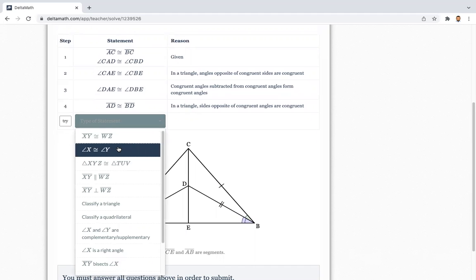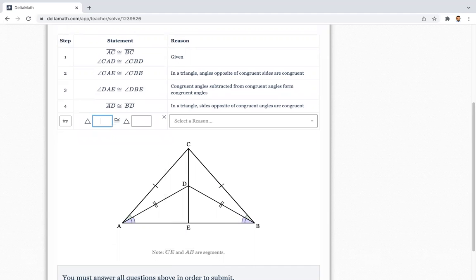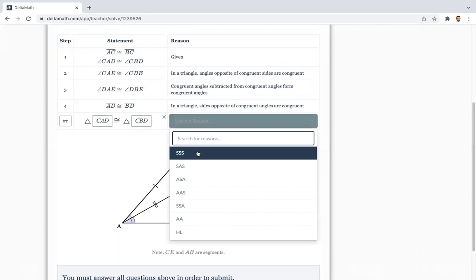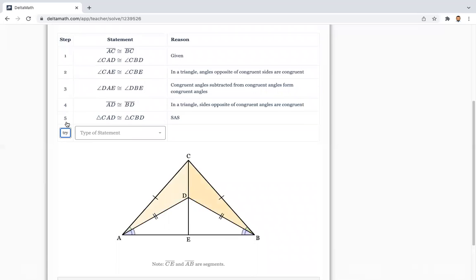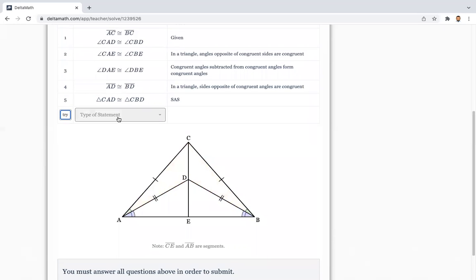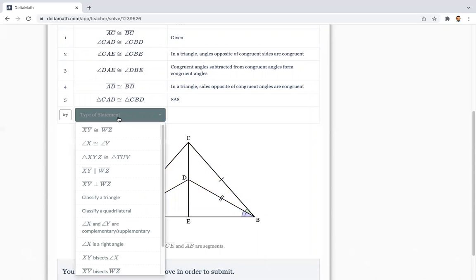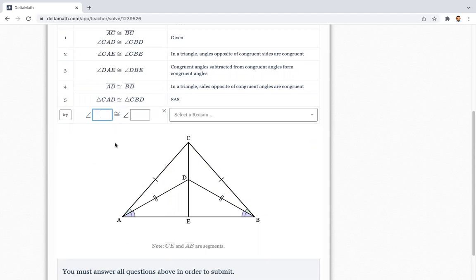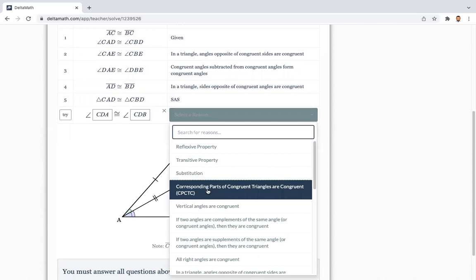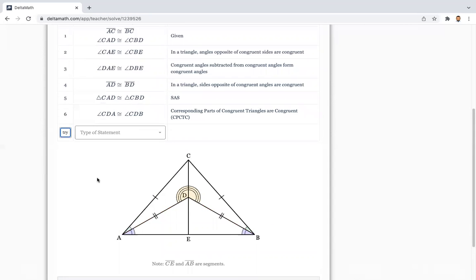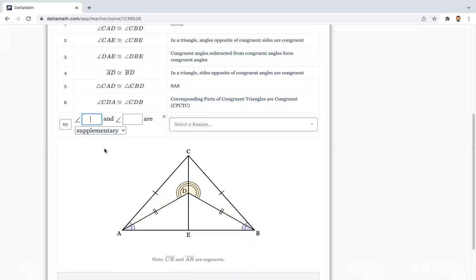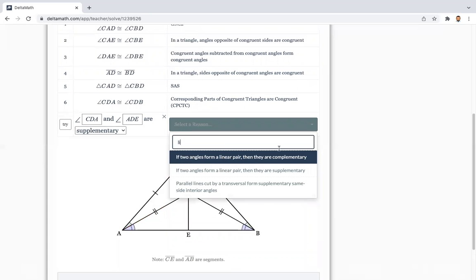It's kind of annoying. So triangles CAD and CBD are congruent, side angle side. I should have just done a new proof. This is boring. Then what am I saying? CDA is congruent to CDB by CPCTC. Great, then I do my supplementary. So CDA is supplementary to ADE. Linear pairs are supplementary.